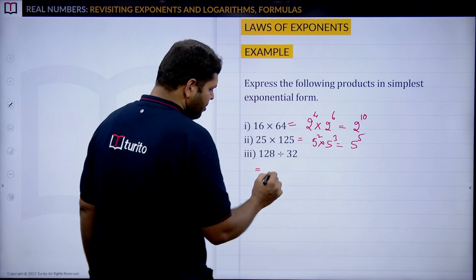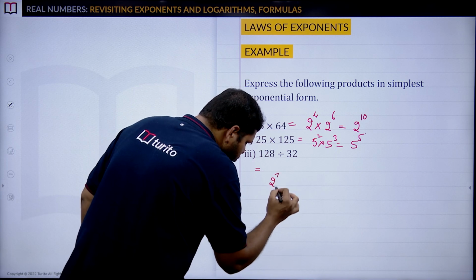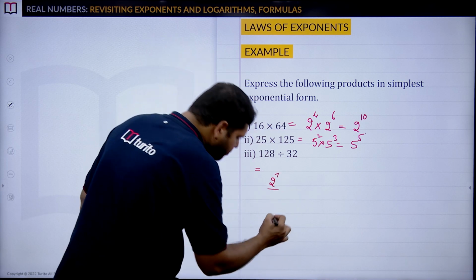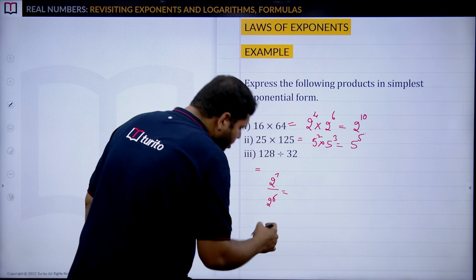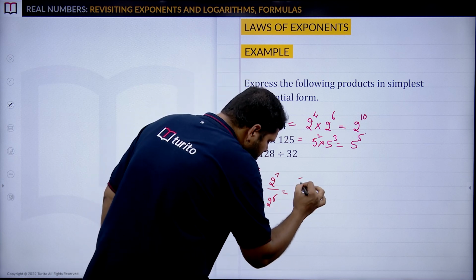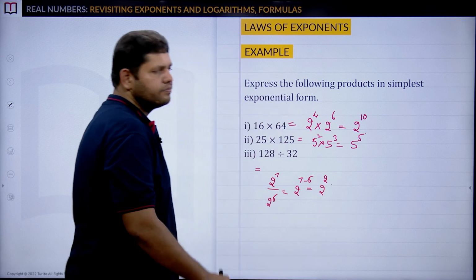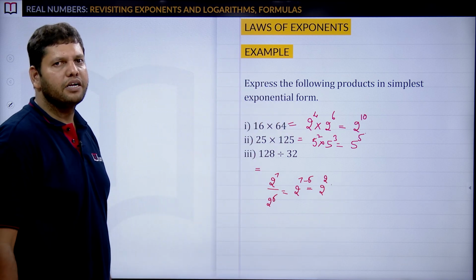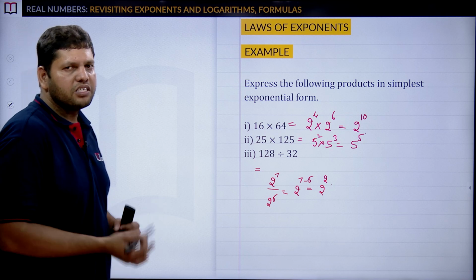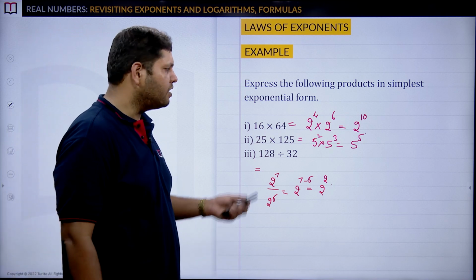And 128, how can we write it, children? 128 is 2 to the power of 7, and 32 we can write as 2 to the power of 5. 2 power 7, 2 power 5. So we can write 2 to the power of 7 minus 5. It is 2 to the power of 2, that is the answer. Clear, children? Any doubts? Just apply the laws of exponents and find the value. Okay, so that is the final solution.